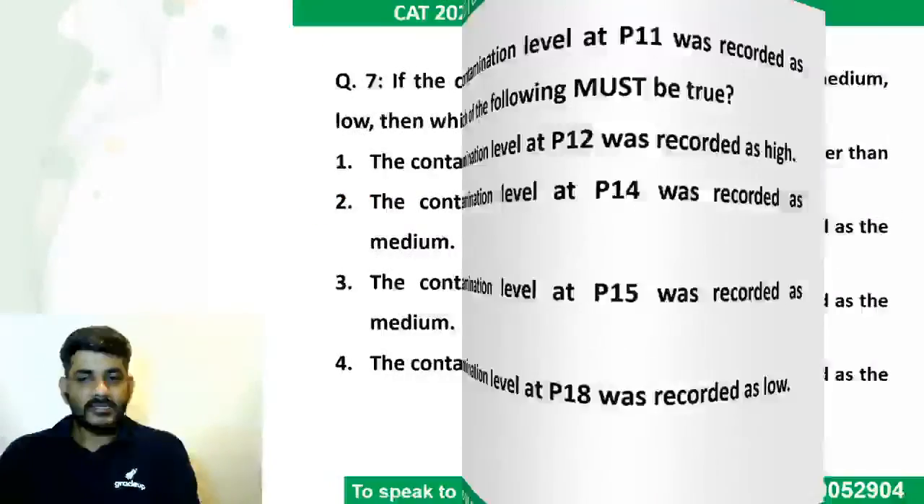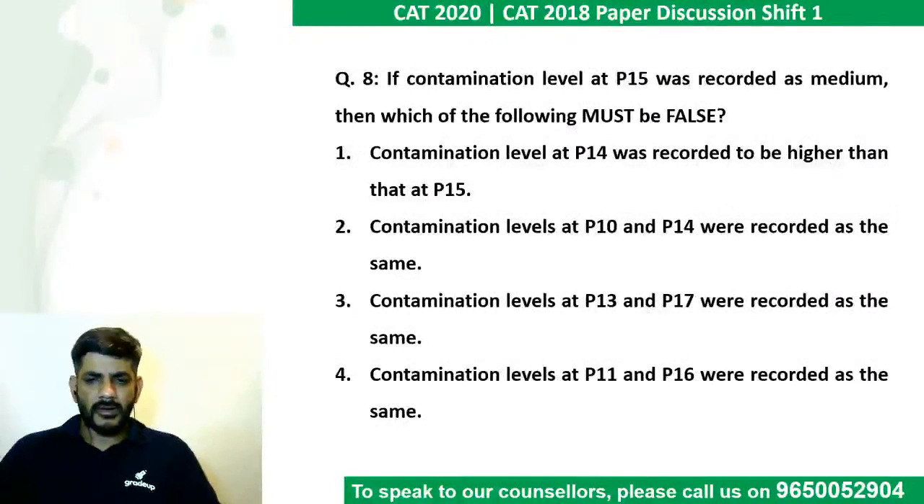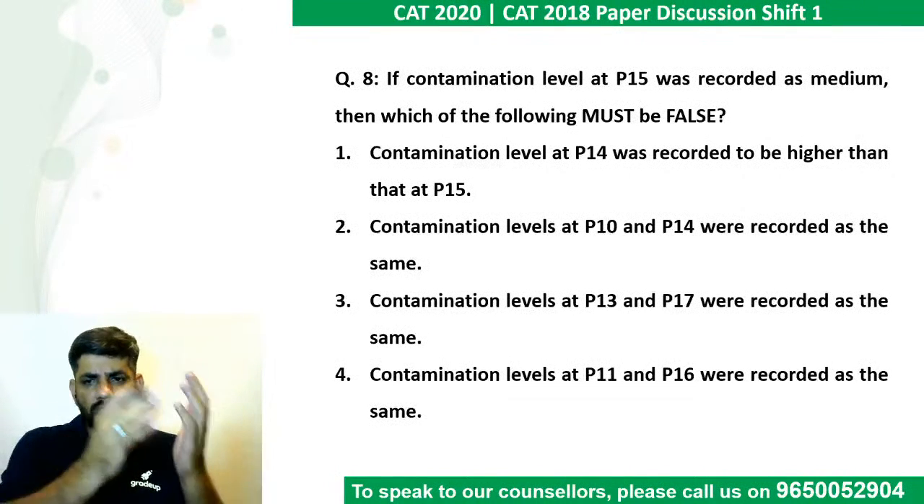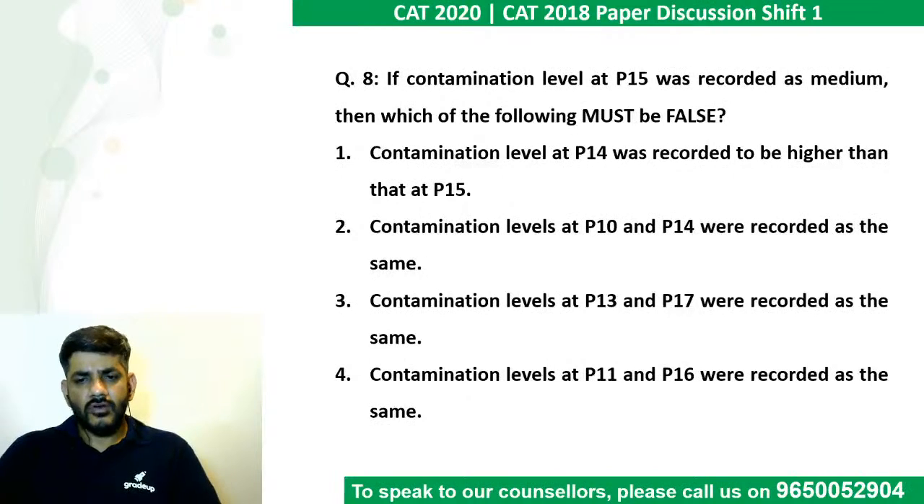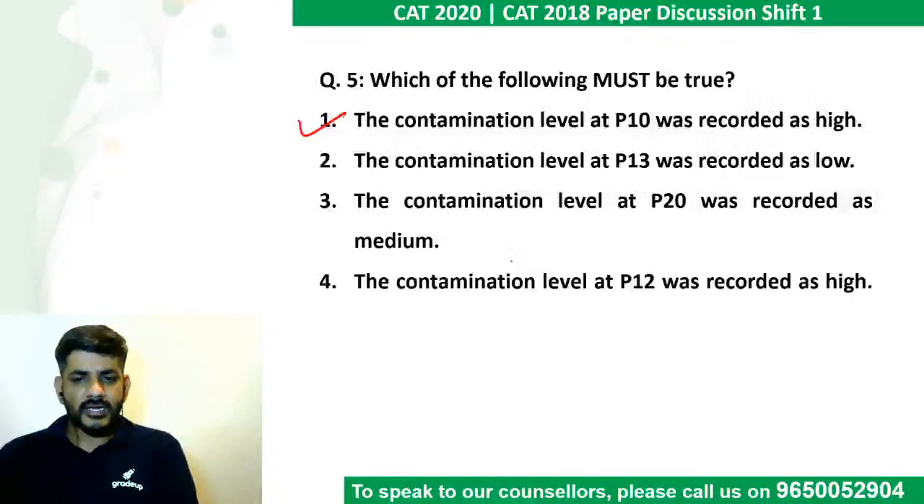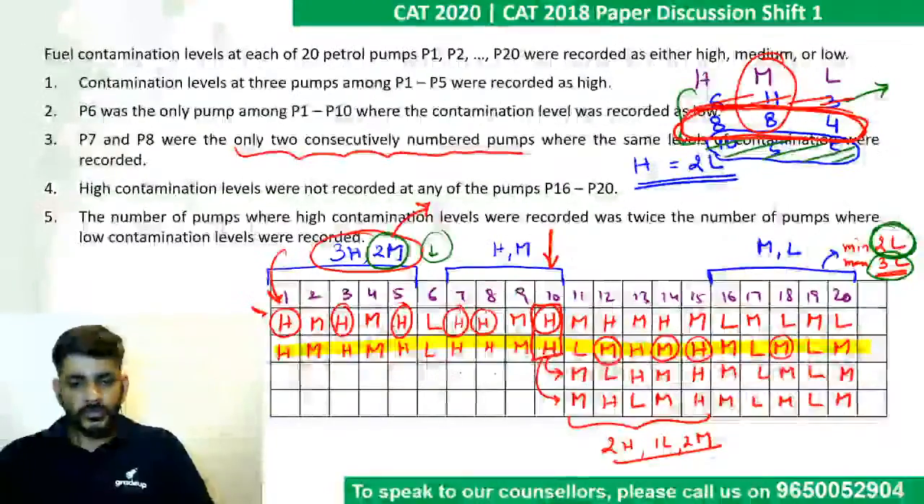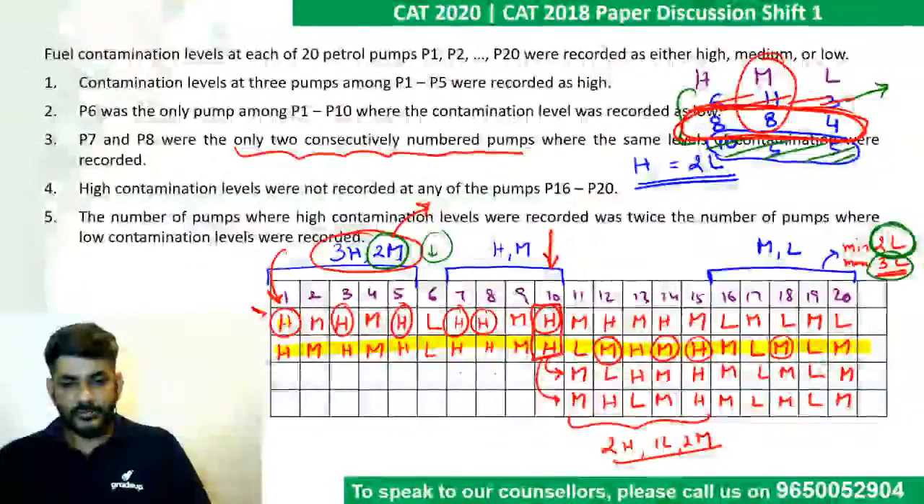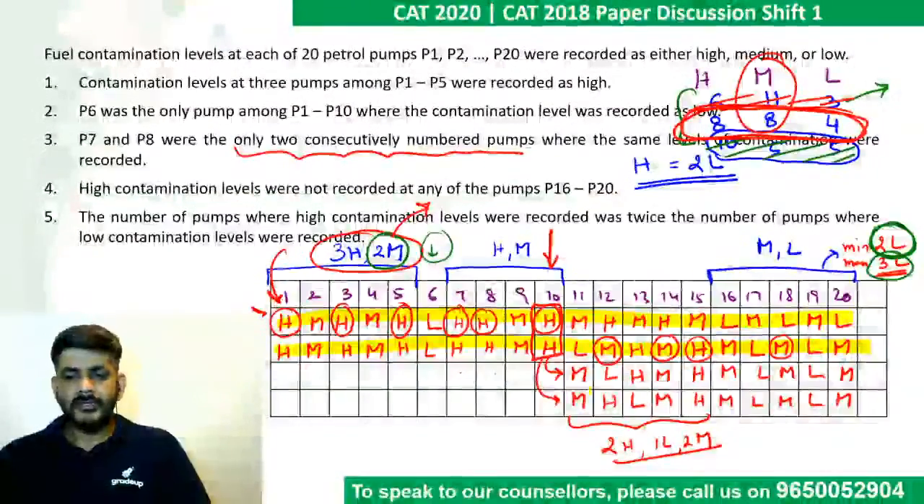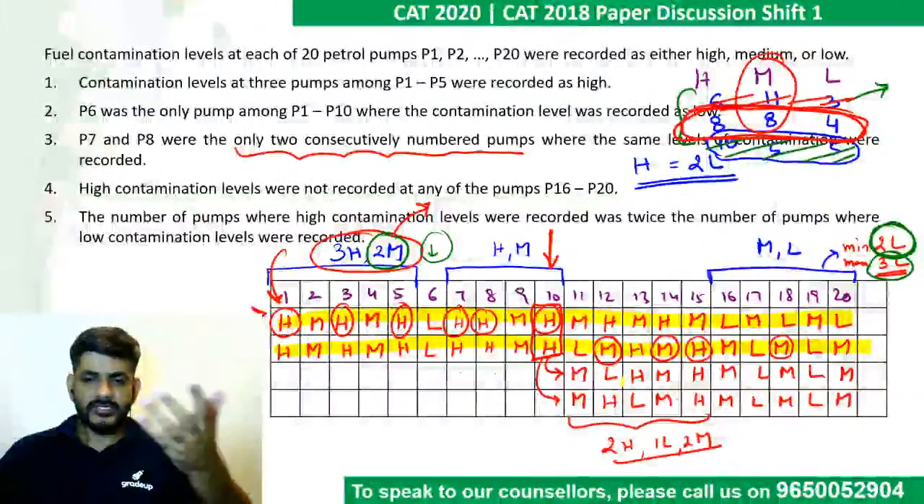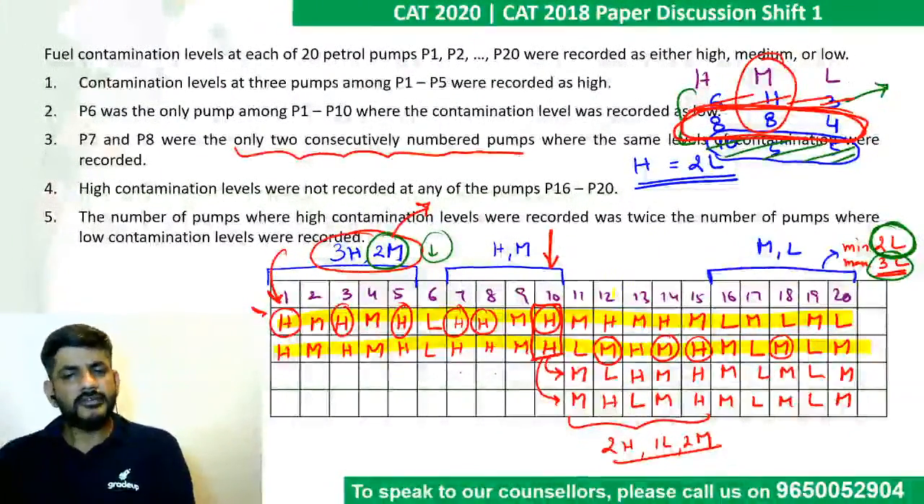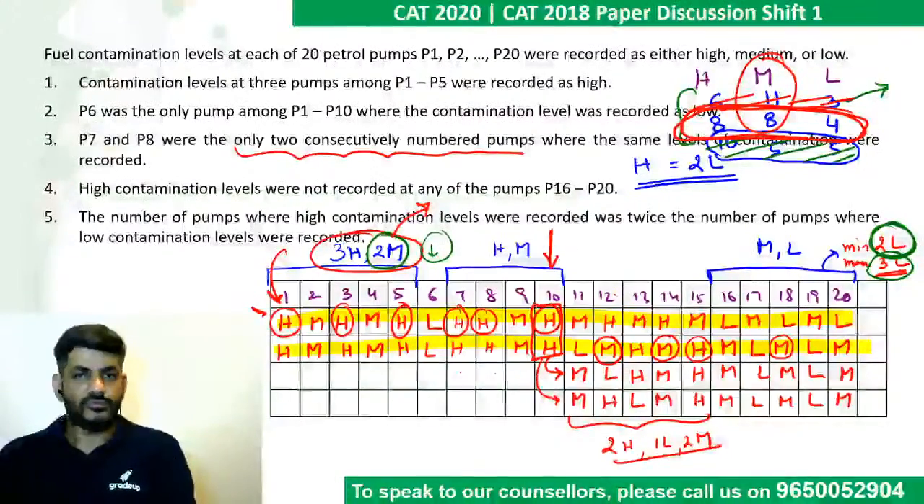And similarly, I think the last one you can answer now by yourself. Contamination level at P15 was recorded as medium. So put that medium there, and then which of the following must be false, and accordingly you will find the answer to that particular question as well. So now you can do it by yourself, because if P15 is medium, this is possible only in the first case, guys. So the cases we were making, the last ones, are not needed. So according to that, whichever is false, you can answer that question. There is no problem.